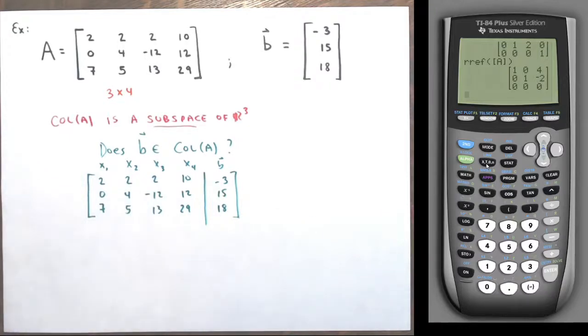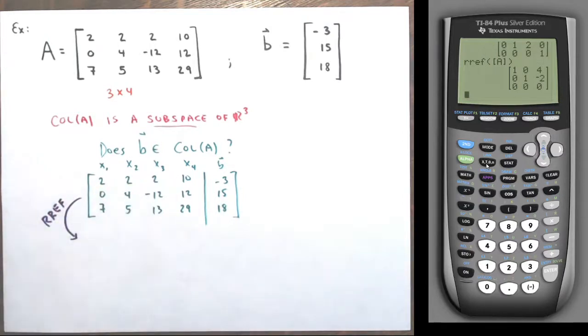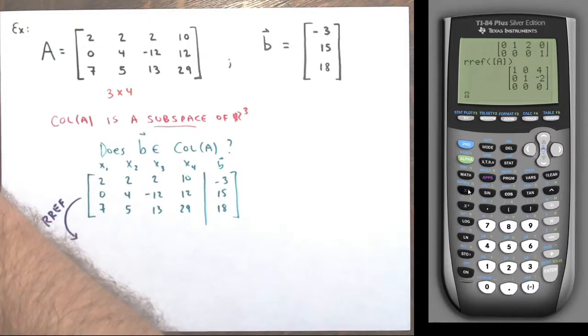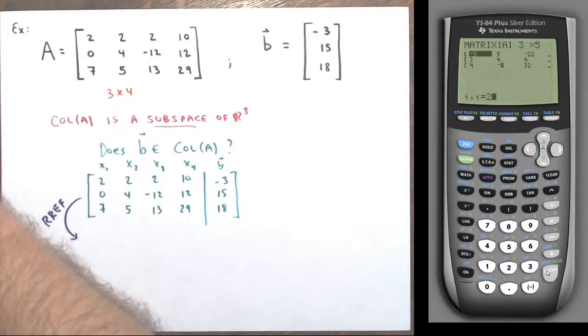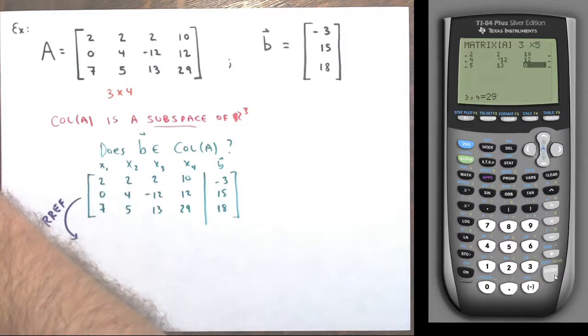And again, you can do it by hand if you wish, but I'm going to have the calculator do this again. Put this into reduced row echelon form. So this is a 3 by 5 augmented matrix. Alright, so back to the matrix menu, over to edit. 3 by 5. First row 2, 2, 2, 10. Second row -3, 0, 4, -12, 12, 15, and then 7, 5, 13, 29, and 18.